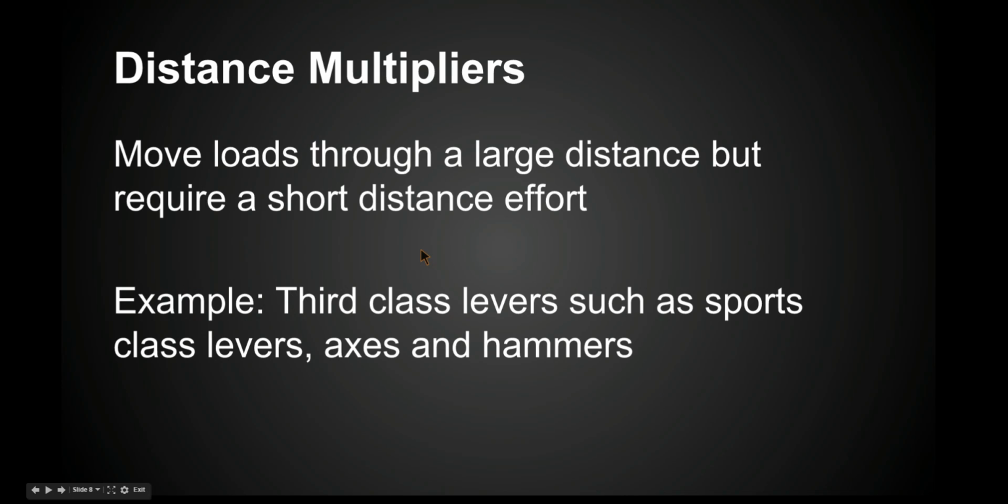Now, a couple things to think about when we're dealing with simple machines. We've got to think about distance multipliers. Distance multipliers move loads through a large distance, but require a short distance of effort. An example of this would be third class levers such as sports equipment, axes, and hammers. A hockey stick's a great one. The hockey stick moves a load through a large distance, but requires a short distance of effort. You're going to shoot a hockey puck really far, but you don't actually have to swing the stick that far.